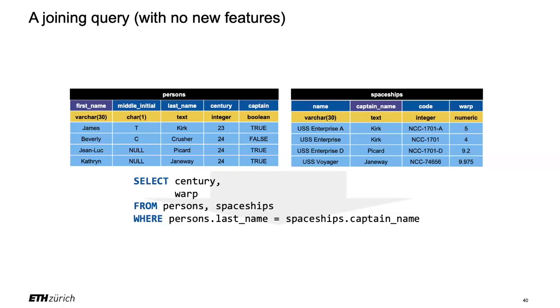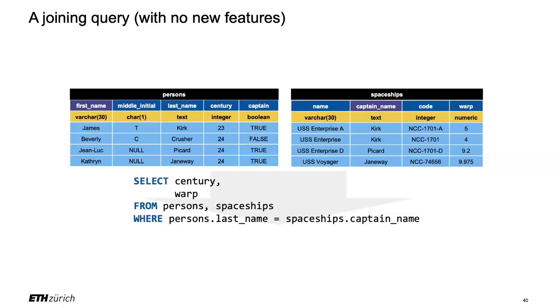Does Cartesian product ring a bell? Remember the difference between a join and a Cartesian product? In a Cartesian product, we look at all combinations. In the join, we only look at the combinations that matched. So a join is basically a Cartesian product followed by a selection, exactly. And the selection has the predicate of the theta join. So this is how you can do it. You basically do it explicitly as a Cartesian product and a selection.